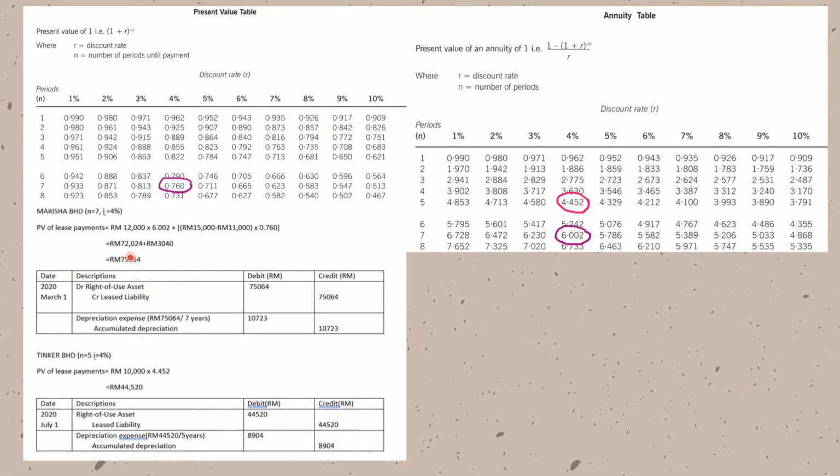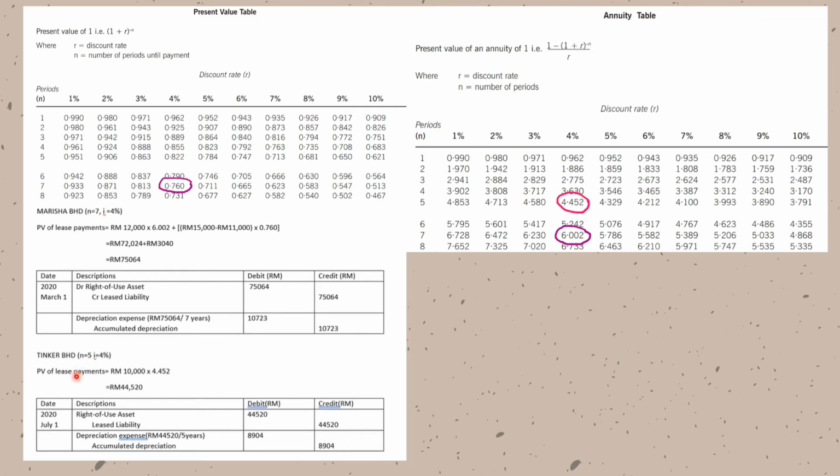The amount that we got must be divided by 7 years, which is the lease term, and we got 10,723, and credit accumulated depreciation same as above. Then we go to Tinker Berhad.